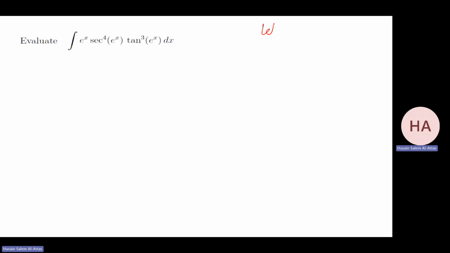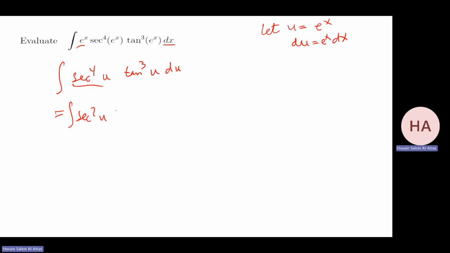Now I let u equal e to the power x. Du will be what? E to the power x dx. So everything is ready. I have what? This will be du. So you have secant to the power 4 u tan to the power 3 u du, which is easy to do. I can take 1 secant from here. So I have secant square, I take out of here. So I have secant square u tan cube u secant square u du. So this is my du, and I do the things in terms of tan.